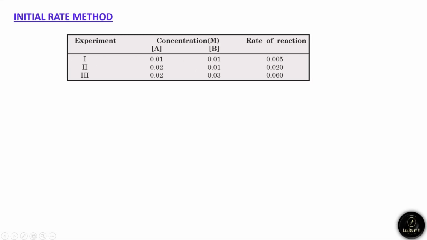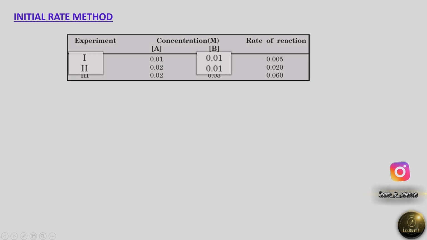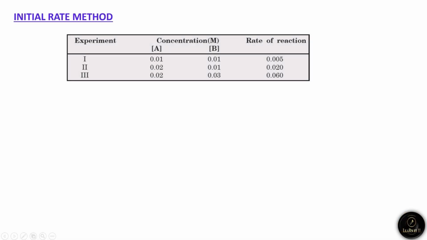Let's look at one example. Here 3 experiments are conducted with different concentrations of A and B, and the corresponding rate of reaction is determined. In experiment number 1 and 2, the concentration of B is kept constant, but the concentration of A is doubled. The rate of reaction is increased by 4 times. So it resembles a second order reaction.